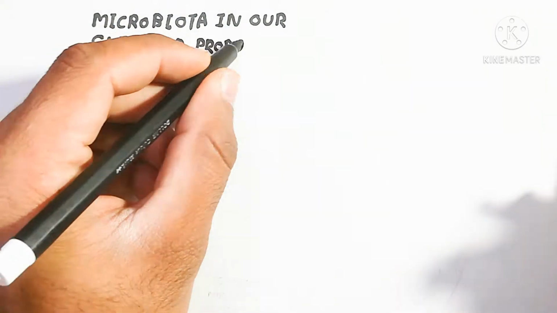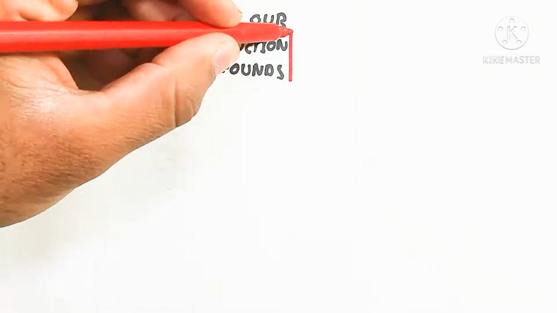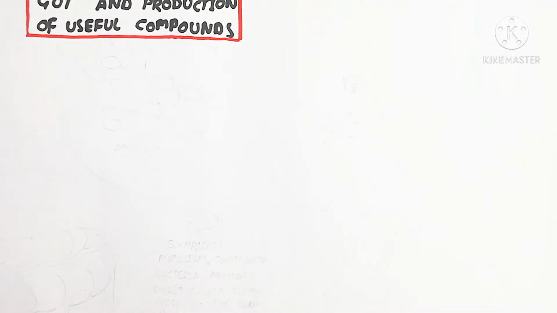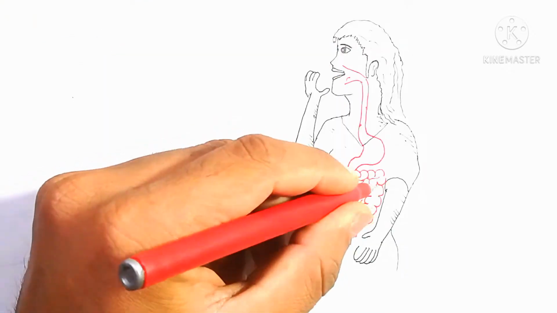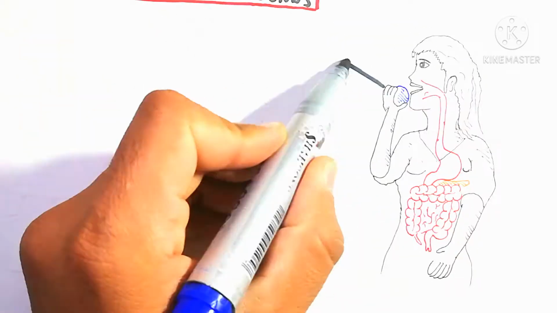So today we will discuss the microbiota in our gut and the production of useful compounds. The useful compound that is undigestible in our gut is digested by the bacteria known as the microbiome, basically bacteria that are used for it.